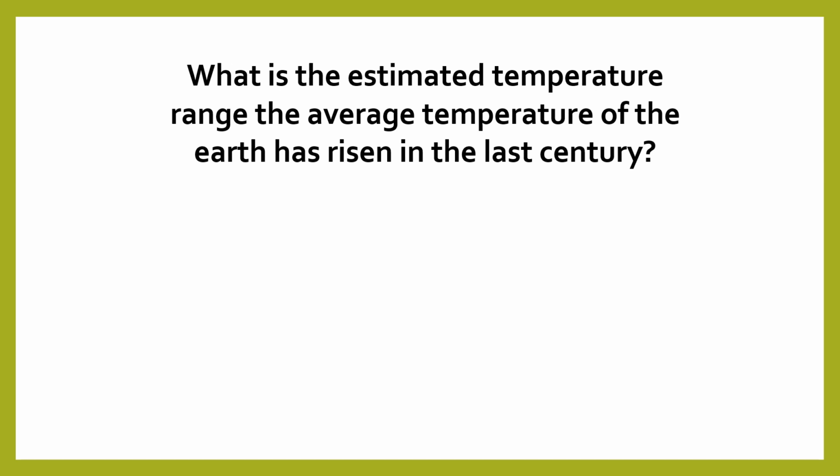Okay, geographers, now let's see if you were listening and paying keen attention to that video. So first of all, what is the estimated temperature range? The average temperature of the Earth has risen in the last century. It is 1.2 degrees Fahrenheit to 1.4 degrees Fahrenheit. Okay, if you didn't get that one, let's see if you remember this one.